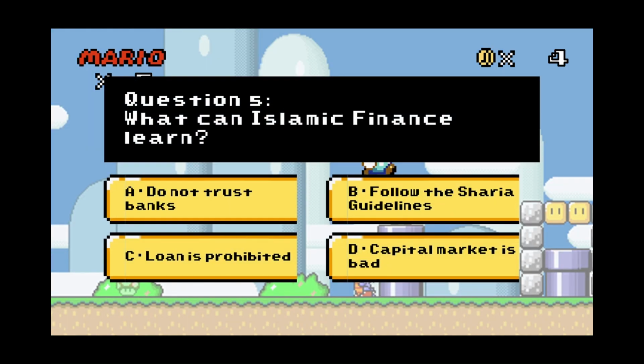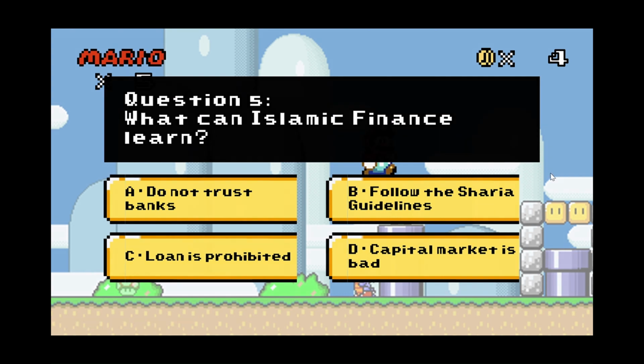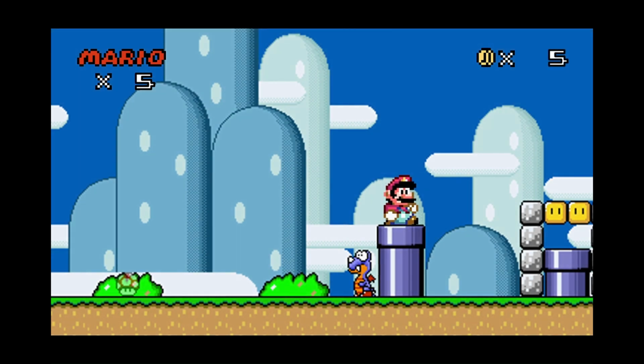What can Islamic finance learn? To follow the Sharia guidelines. Islamic finance can emphasize the importance of ethical and responsible practices in financial transactions. The GFC highlighted the detrimental consequences of excessive risk-taking, unethical behavior, and lack of transparency.